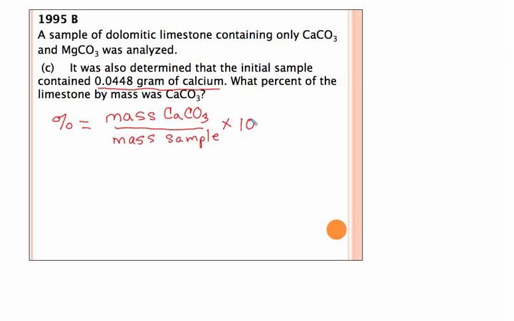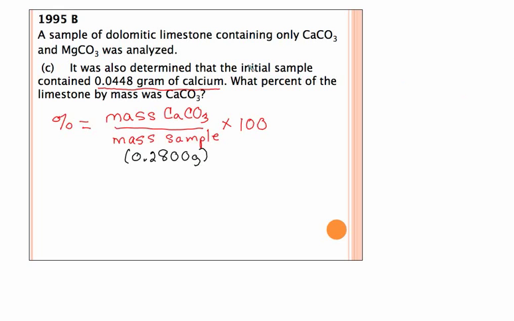And then it's going to be times 100 because it's a percent. So that's our goal. All right, and we know the mass of our impure sample, that was given in the previous problem as 0.2800 grams. What we have to get at is our mass of calcium carbonate.